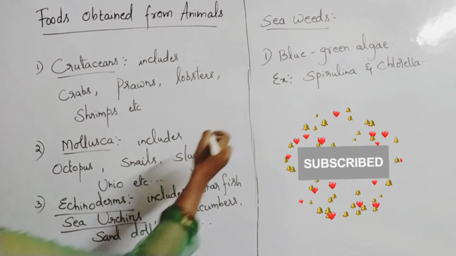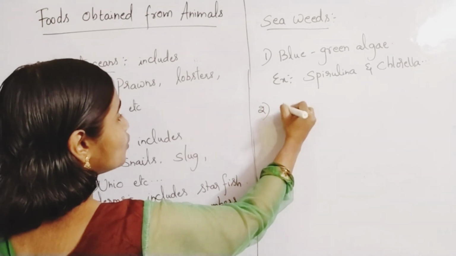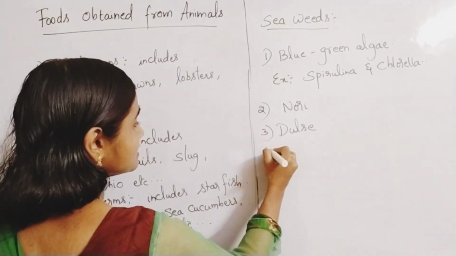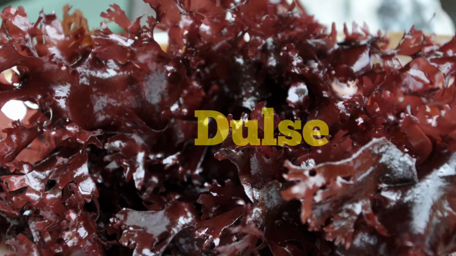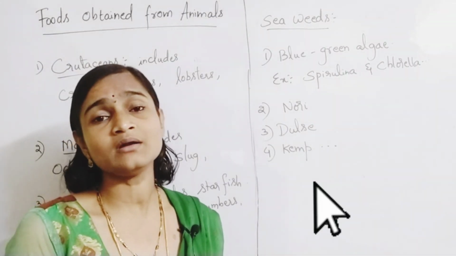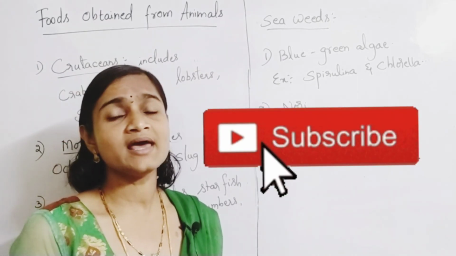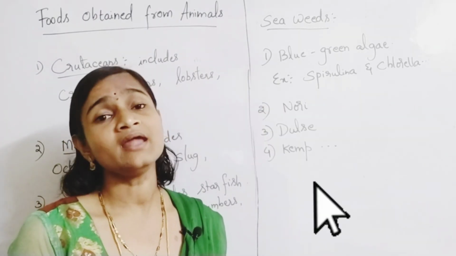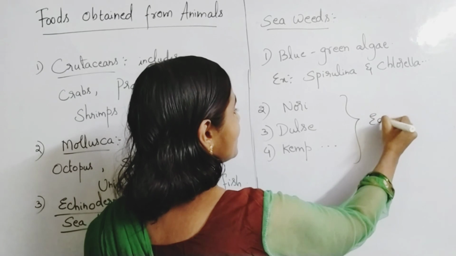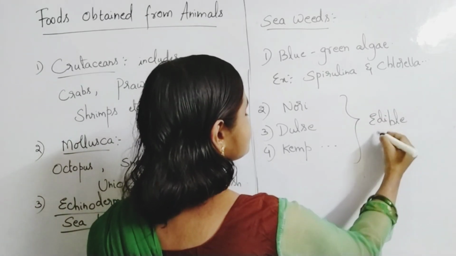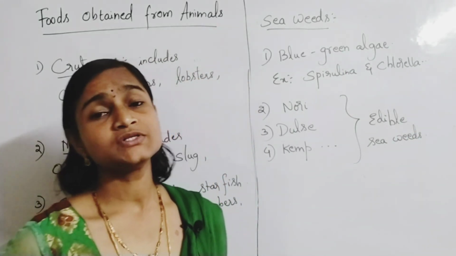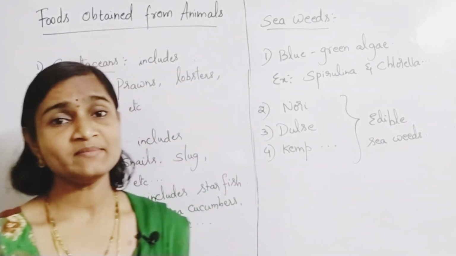You can also take other edible seaweeds like nori, dulse, and kelp. All these are other examples of plant sources. They are not animal sources, but they are seaweeds which are edible in different parts of the world. So these are the different types of sources of foods obtained from animals, and we have also learnt about seafoods.